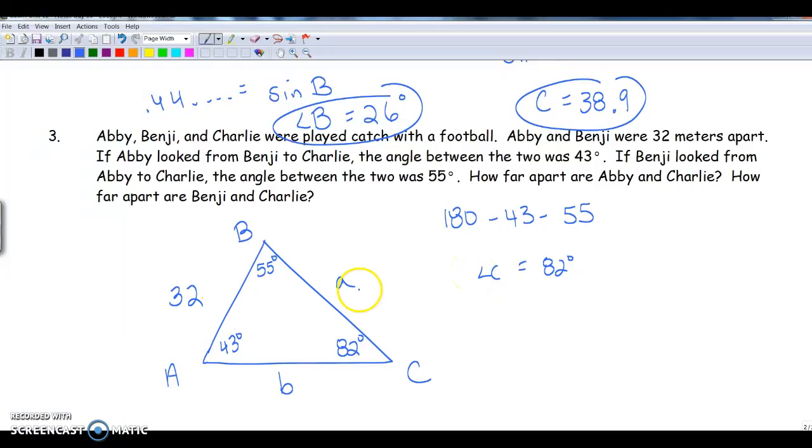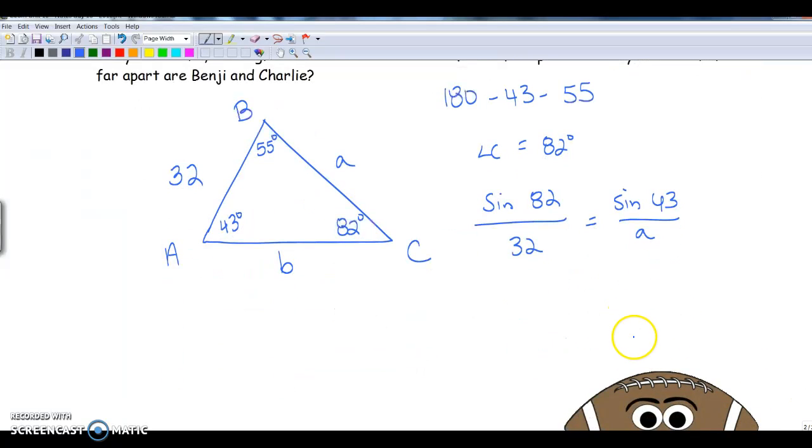Now we can either solve for B first or solve for A first. It doesn't matter. We'll do A first. We're going to use angle C and side C because those are the only two that we actually know that are across from each other. The other ones have variables. So we got sine of 82 over 32. And since we're going to do A first, we'll do sine of 43 over A. And we're going to cross multiply. A times the sine of 82 equals 32 times the sine of 43. And then we're going to divide by the sine of 82.